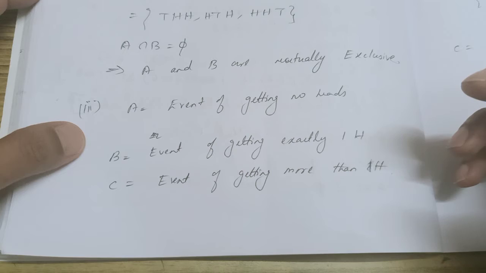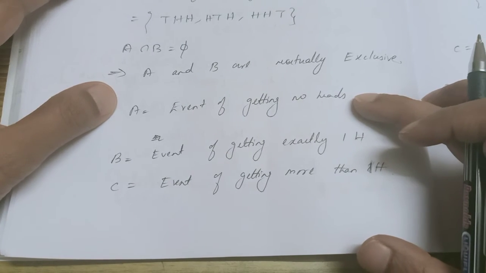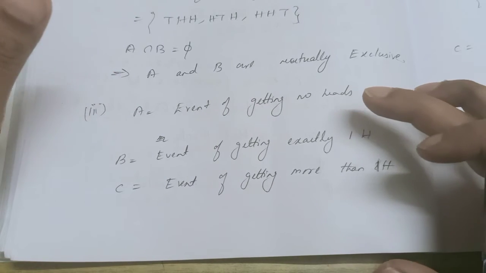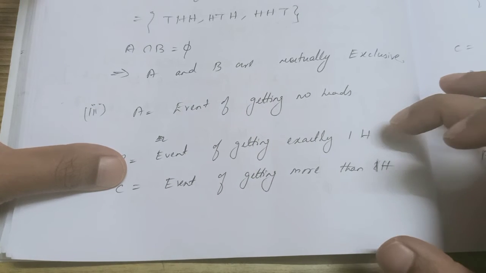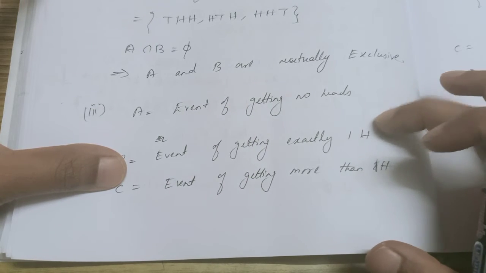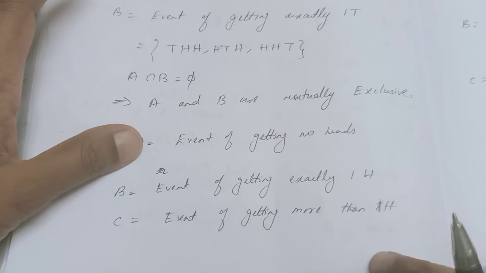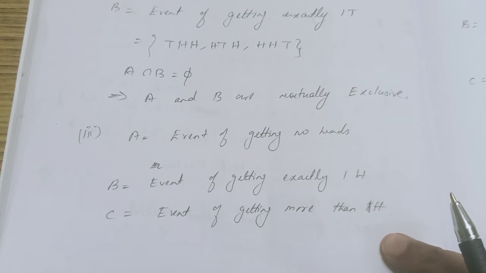I am not using the words at least or at most or anything. This is easier. No head means you will get the event where there are no heads at all. So that will be only TTT. B is the event of getting one head, so write the outcomes where you have one head. And C is the event of getting more than one head. That means you should write the outcomes where you have 2 heads and 3 heads.